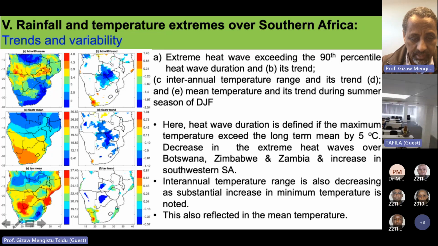It's getting warmer in the Southern Africa region. So the trend is a mixed signal. Some places are getting warmer, some places are getting colder because of climate change. So this is at least as far as the data covering the period from 1981 up to current is concerned.